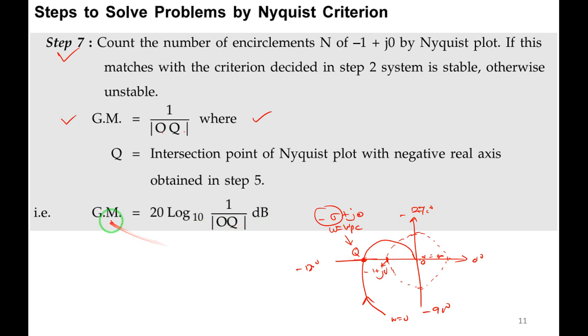If the system is stable, I will get the gain margin as positive. If the system is unstable, I will get the gain margin as negative. Right? The simple thing. So I will not calculate phase margin, all those things. This is sufficient.